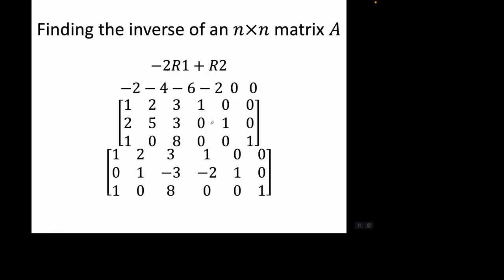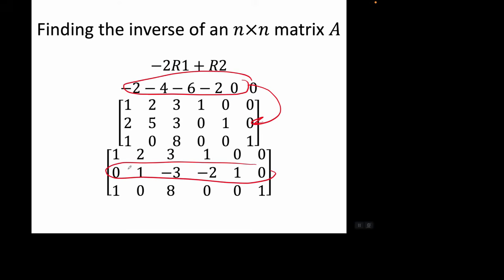Okay, so again, you multiply row 1 by negative 2, you'd end up with negative 2, negative 4, negative 6, and then negative 2, 0, 0. Let's add this to row 2. When you add this to row 2, this is what row 2 becomes. So negative 2 plus 2 is 0, negative 4 plus 5 is 1, negative 6 plus 3 is negative 3, negative 2 plus 0 is negative 2, 0 plus 1 is 1, and 0 plus 0 is 0.